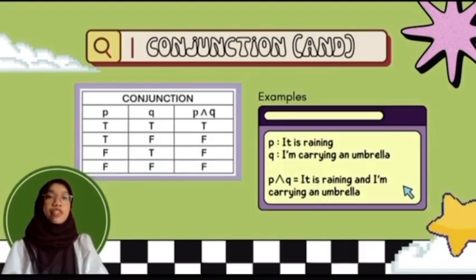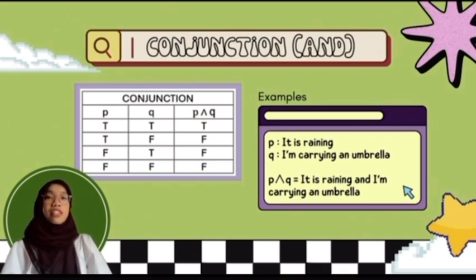For the conjunction truth table, when P is true and Q is true, the statement P and Q is true. Next, when P is true and Q is false, the statement P and Q is false. When P is false and Q is true, the statement P and Q is false. And lastly, when P is false and Q is false, the statement P and Q is false.